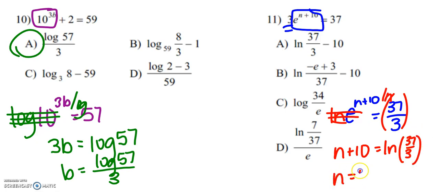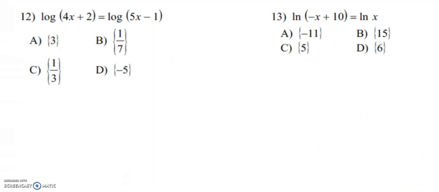To get n by itself, I'm going to subtract 10. So we're looking at answer choice A. So again, method there: I tried to rewrite with the same base, it wasn't going to be possible, so I chose a logarithm of both sides. All right, so now we're solving logarithmic equations.